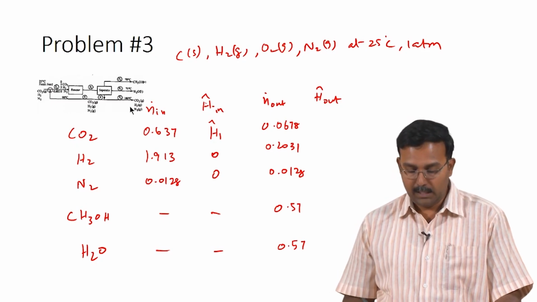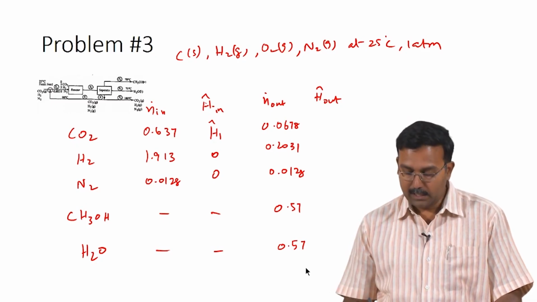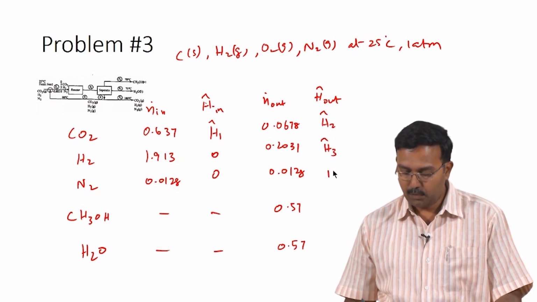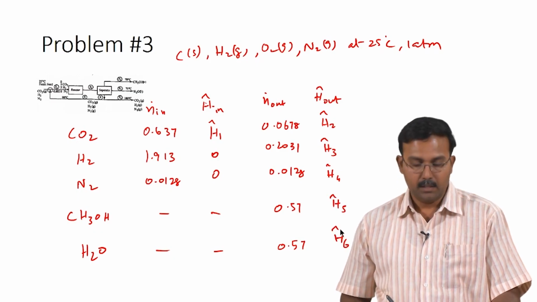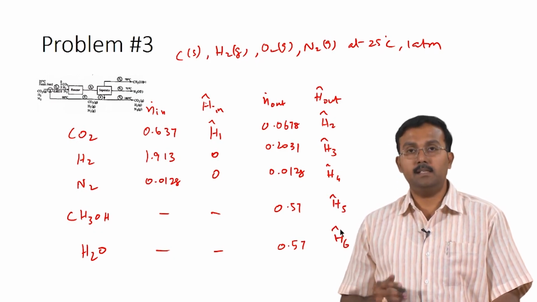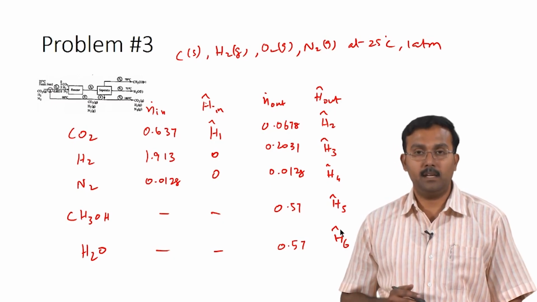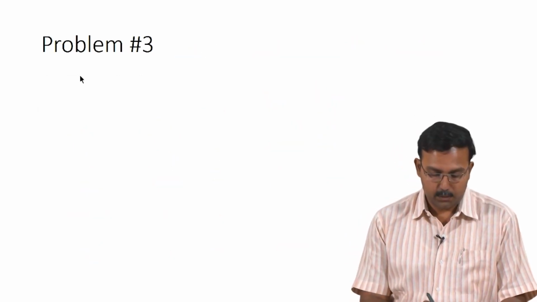So, the exit streams, all of them are at a different temperature or exiting as a compound rather than the element, which means we would have to calculate all these enthalpies. So, this would be H2 cap, H3 cap, H4 cap, H5 cap and H6 cap. So, now we have to calculate 6 different specific enthalpy values. Let us first calculate H1 cap.